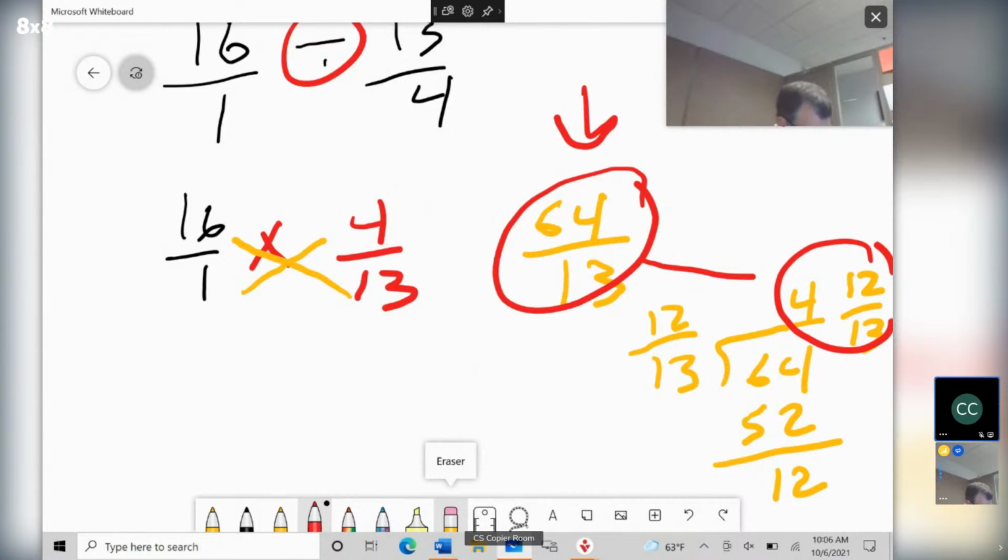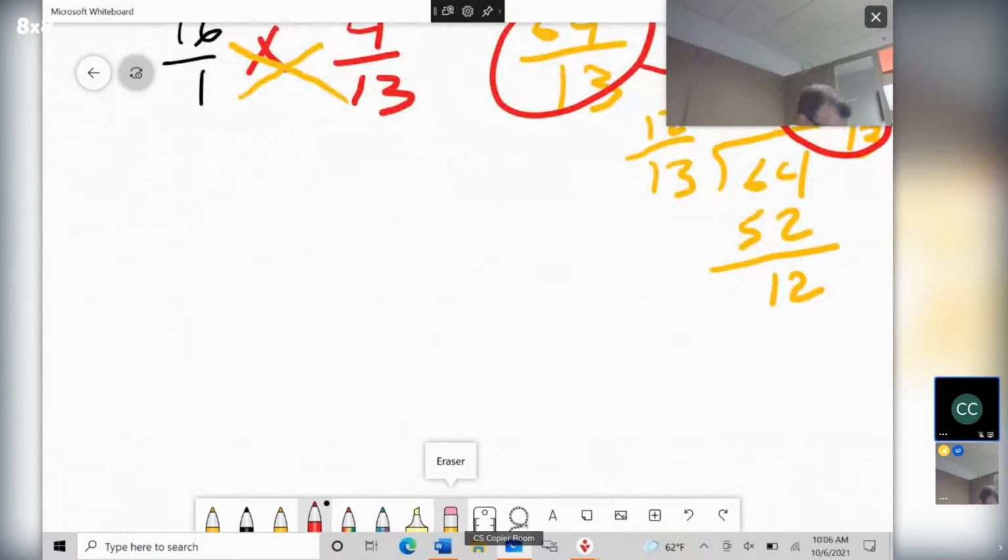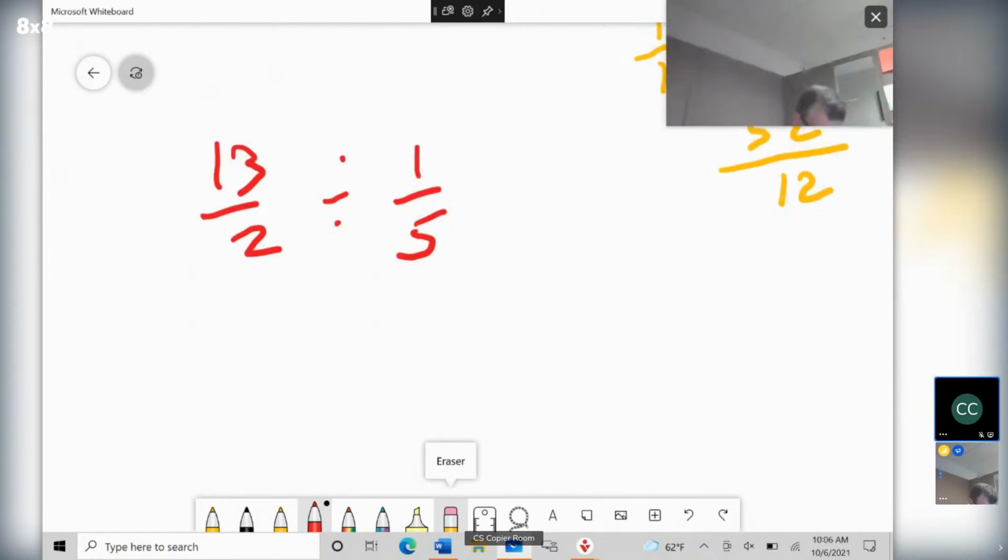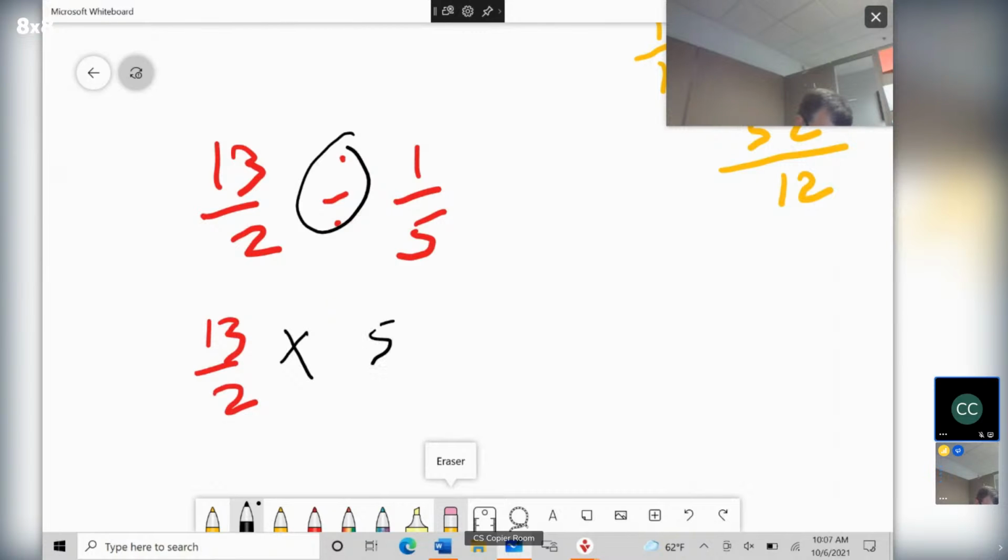Let's do just one more without a whole number. Say we have 13 over 2 divided by 1/5. We're going to keep the 13 over the 2, change this to multiplication, and then flip the 5 over the 1. Can we do any cross canceling? We can't in this case, so it's just straight multiply across. 13 times 5 is 65, and 2 times 1 is 2.